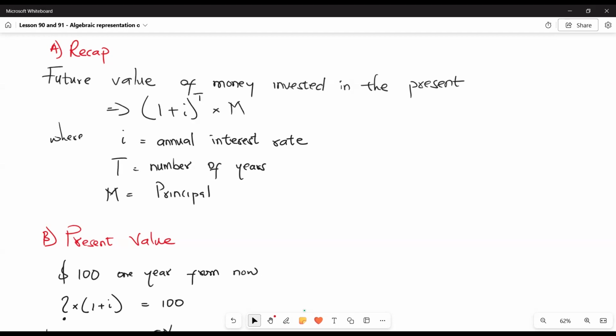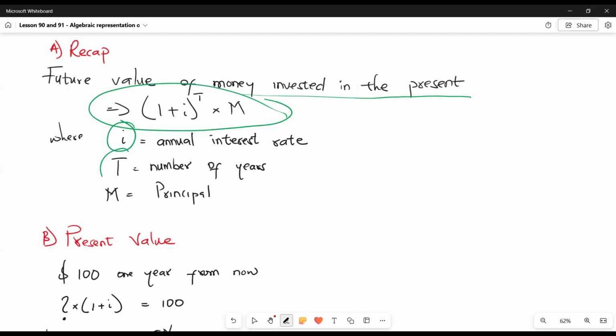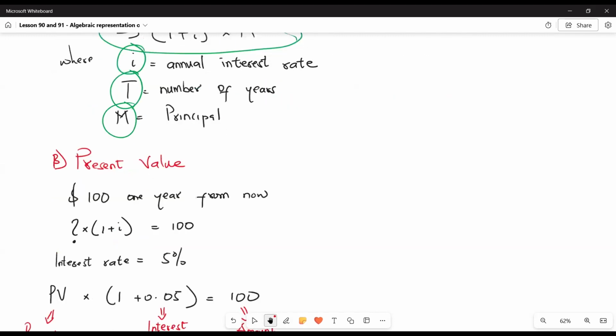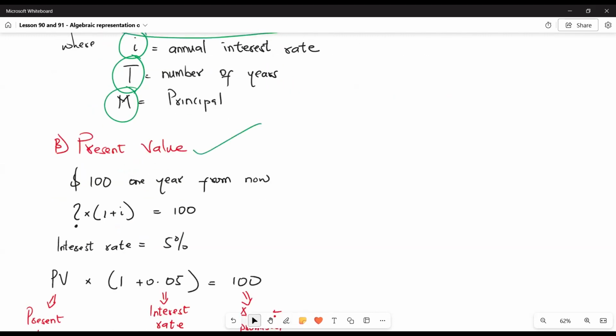So if we recap from our previous lesson, we saw that the future value of money invested in the present is represented by this formula here, where I is the annual interest rate, T is the total number of years that the money is invested, and M is the initial principal invested. Today, we'll be moving on to the present value.